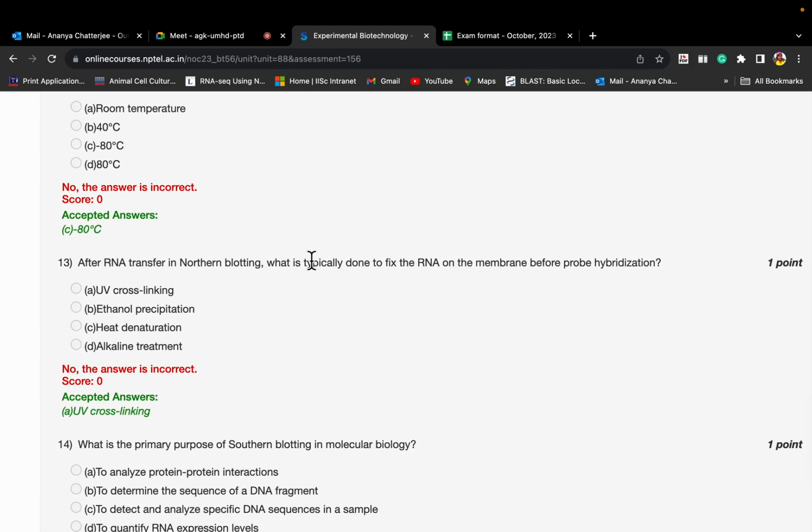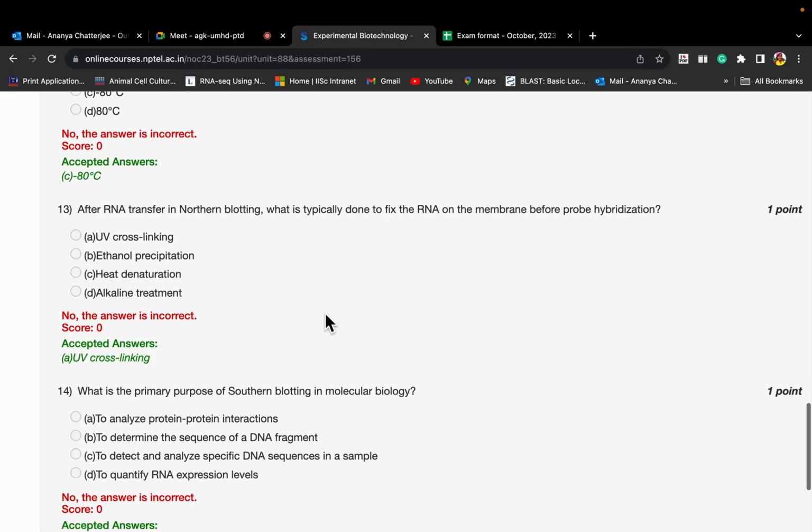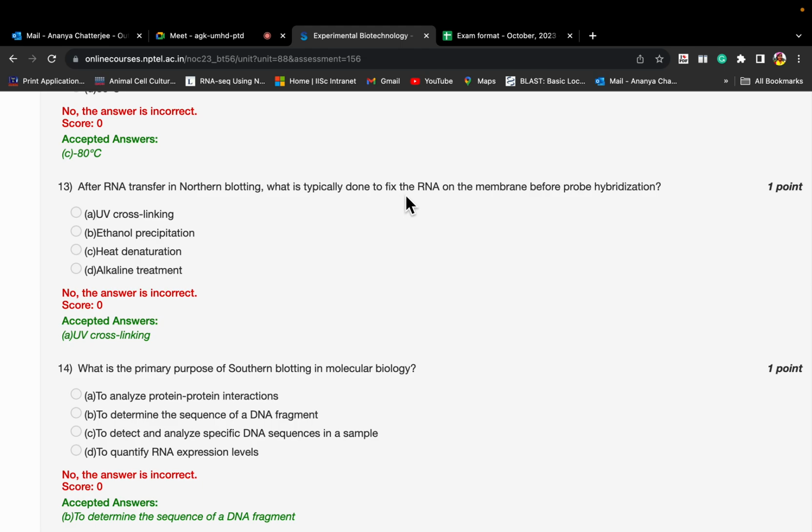After RNA transfer in northern blotting, what is typically done to fix the RNA on the membrane before probe hybridization? So after transferring your RNA, you have to do UV cross-linking and then you will proceed towards probe hybridization.